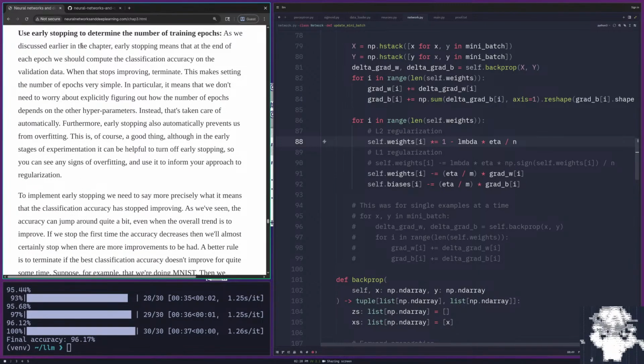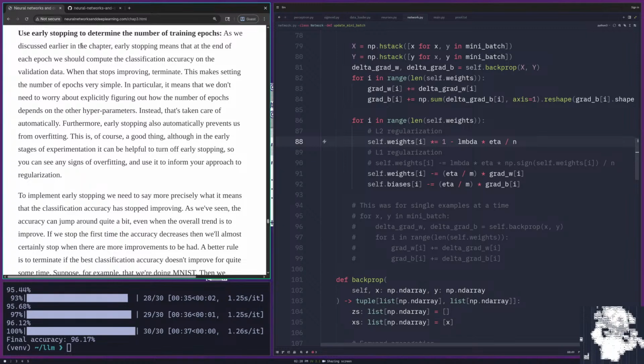Use early stopping to determine the number of training epochs. As we discussed earlier in the chapter, early stopping means that at the end of each epoch, we should compute the classification accuracy on the validation data. When that stops improving, terminate. This makes setting the number of epochs very simple. In particular, it means that we don't need to worry about explicitly figuring out how the number of epochs depends on the other hyperparameters. Instead, that's taken care of automatically.